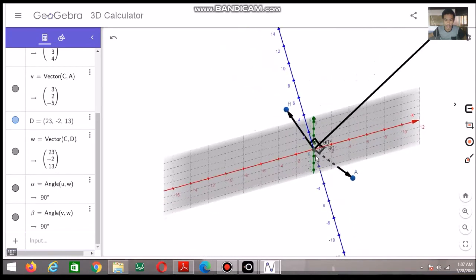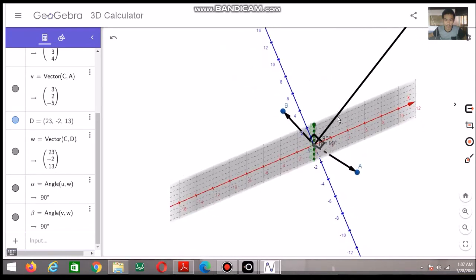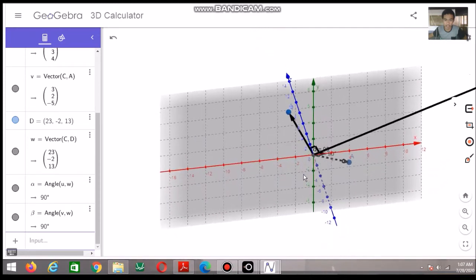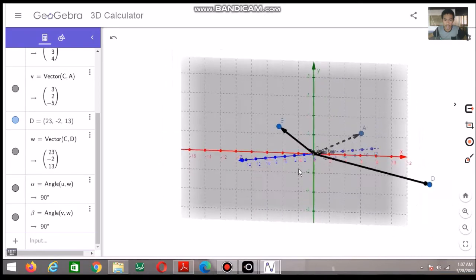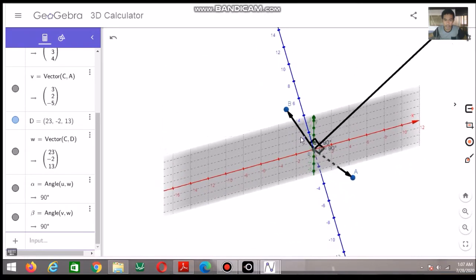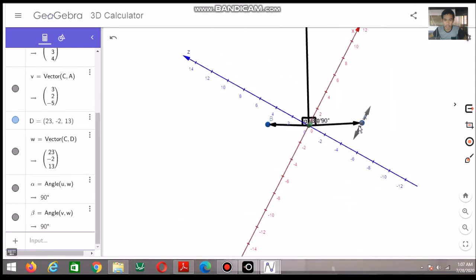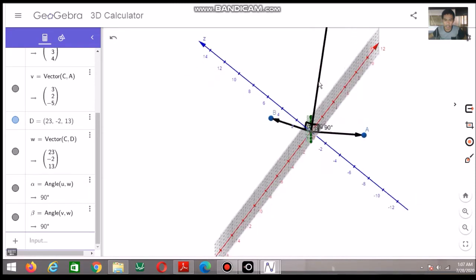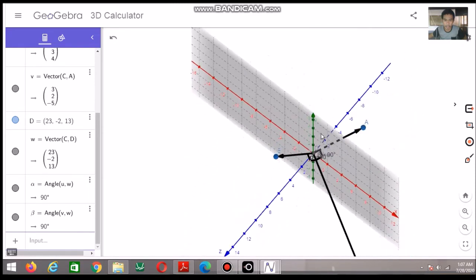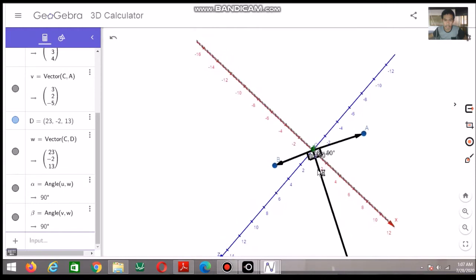As you can see, the cross product vector of vector A and vector B is perpendicular, or forms a 90 degree angle, between vector B and this product vector, and also perpendicular to vector A and to this product vector. So this is the cross product. It forms 90 degrees to vector B. It also forms a 90 degree angle to vector A.